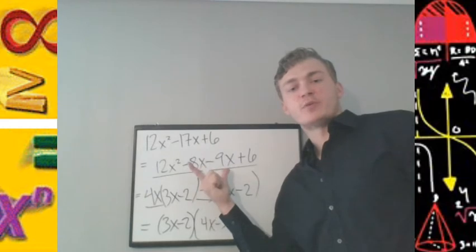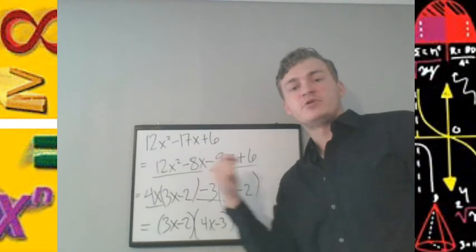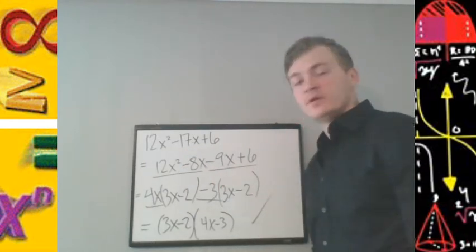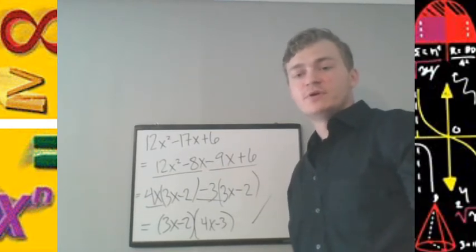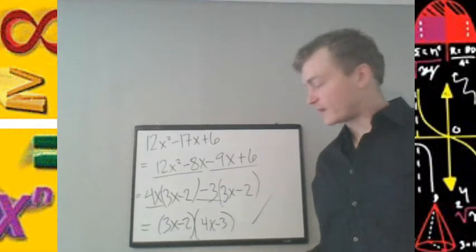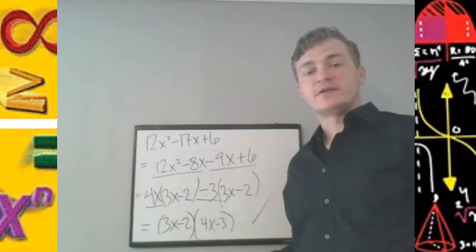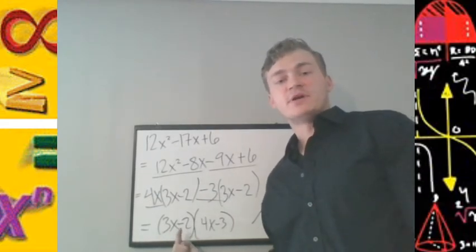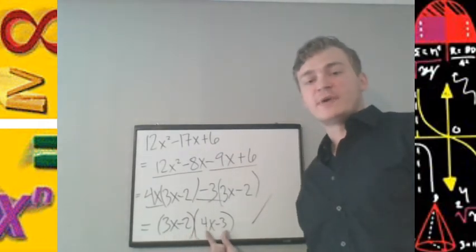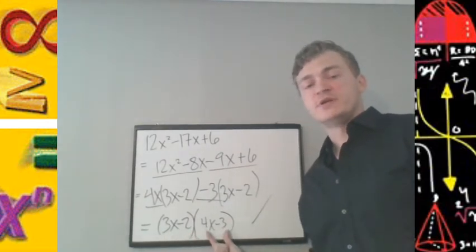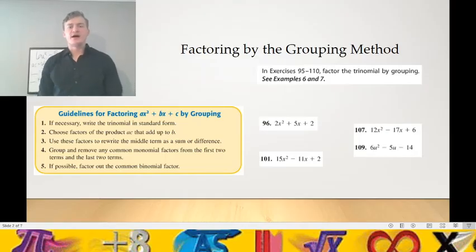And now our outer and inner products will combine to give us our middle term, confirming that we correctly factored our trinomial into our binomial product, 3x minus 2 and 4x minus 3. We know we're completely factored because each of these binomials is a prime binomial factor. In other words, looking just at 3x minus 2, I cannot factor anything out of those two terms. Looking at 4x minus 3 and only those two terms, I cannot further factor out anything from those two terms.